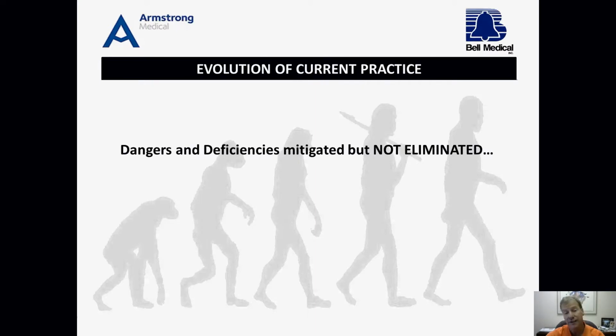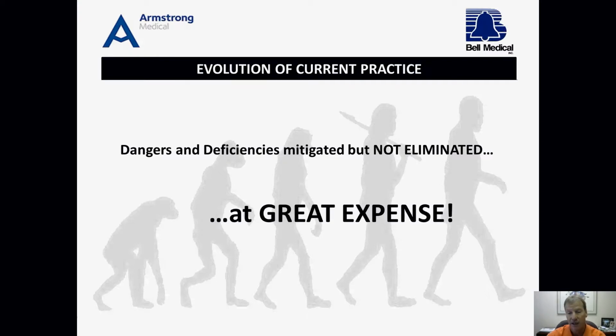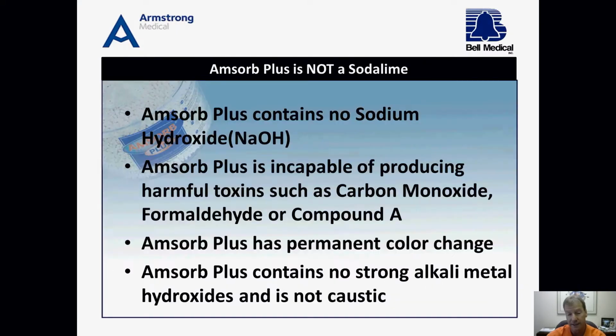So all those dangers, by doing those things, they may reduce the dangers, but they don't eliminate them. And they end up spending more money, because they're changing their absorbent faster, they're using more anesthetic agent, those kinds of things. Amsorb Plus contains no sodium hydroxide. Once again, NaOH is the bane and the bad chemical of anything. So when you go into a facility and you find out that they're using Medisorb, you should say, do you realize you're using an absorbent that has sodium hydroxide in it? You need to go look at that and see if it has sodium hydroxide. I'm 100% sure it does. And if it does, you need to understand what the problems are with that.